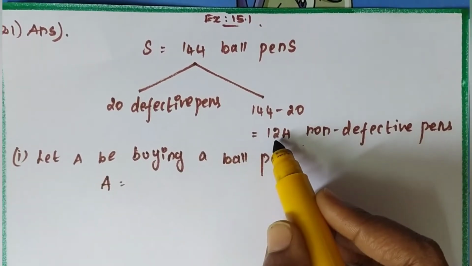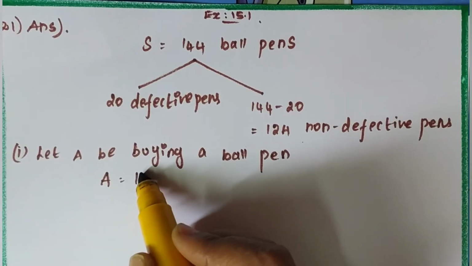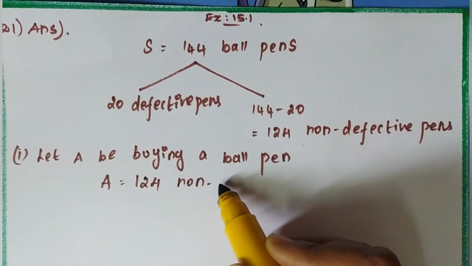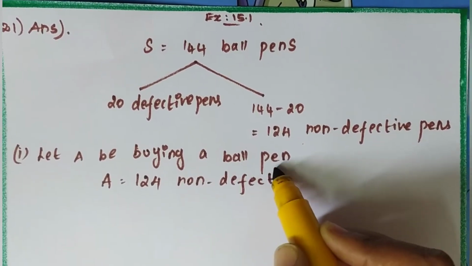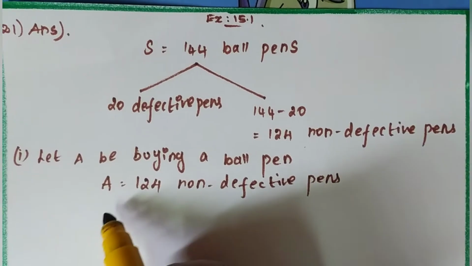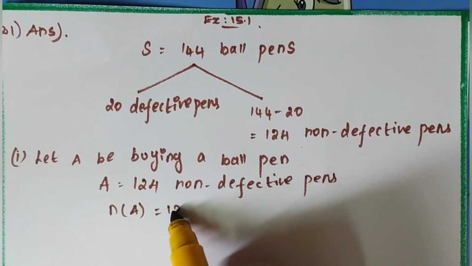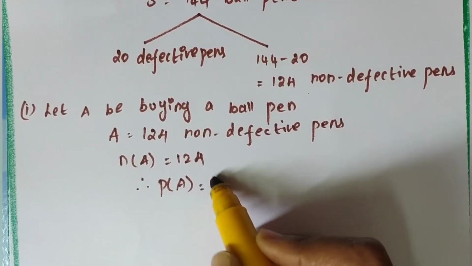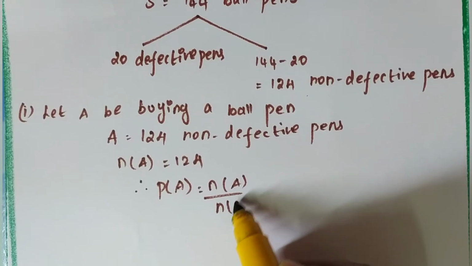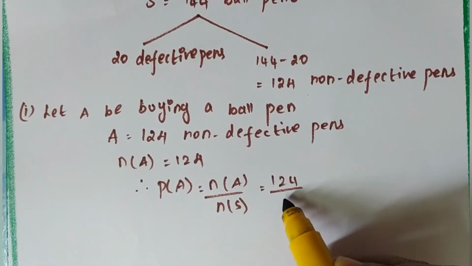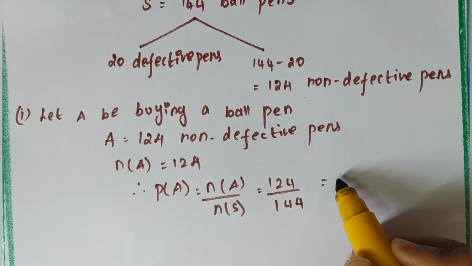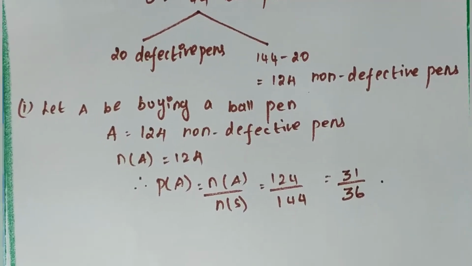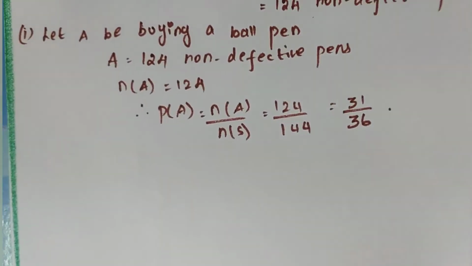So how many chances are there? 124 chances. 124 non-defective pens we have. Therefore, N of A is equal to 124. Therefore, P of A is equal to N of A divided by N of S, 124 divided by 144. So if you cancel, what will you get? 31 divided by 36.